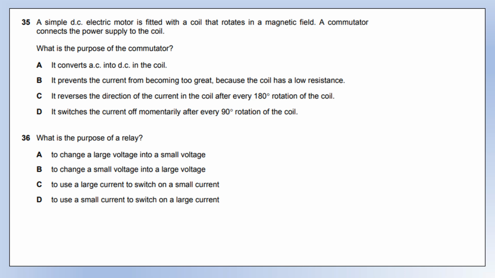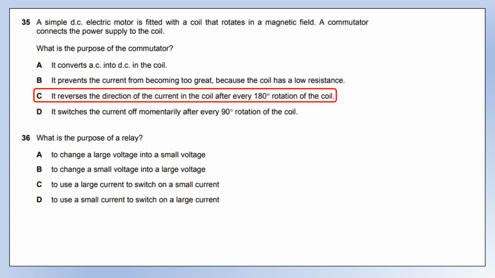A simple DC electric motor is fitted with a coil that rotates in a magnetic field. A commutator connects the power supply to the coil. What is the point of a commutator? It converts AC into DC. No, it doesn't. It's there to reverse the direction of current every 180 degrees of rotation. That's in fact the only reason it's there.